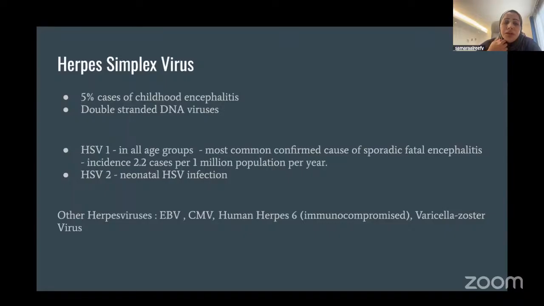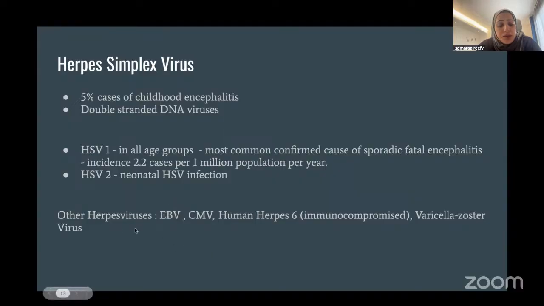Herpes simplex viruses account for 5% of cases of childhood encephalitis. They are double-stranded DNA viruses. We have two types, HSV1 and HSV2. Like we mentioned, HSV1 is more common in older children, and it is the most common confirmed cause of sporadic fatal encephalitis, with an incidence of 2.2 cases per 1 million population per year. While herpes simplex type 2 is one of the common causes of neonatal HSV infection.